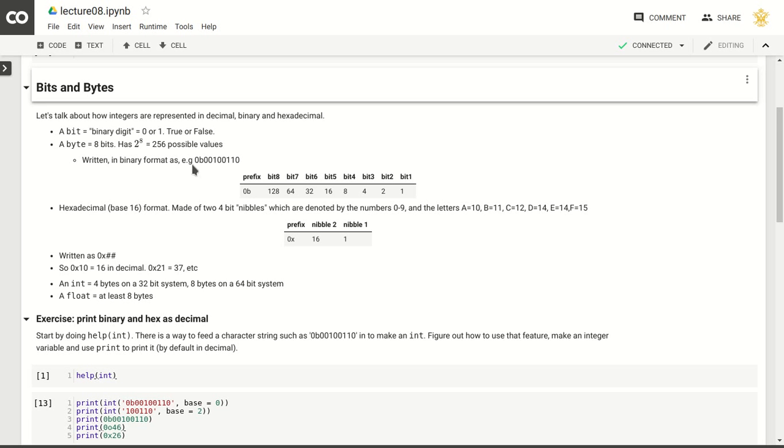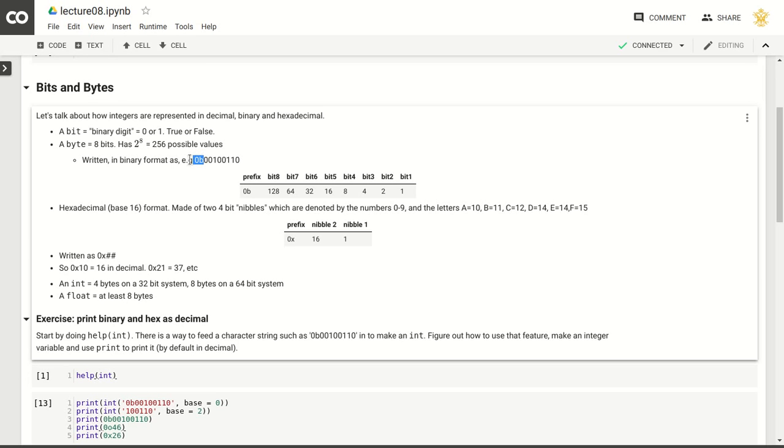We can write this in binary form, and typically we put 0b in front of it. That's the prefix to indicate that whatever follows is a binary number. So if we have 0b00100110, that's a byte. There are eight bits here. If we have that byte, we can assign a value to it. Our least significant bit is 0, which corresponds to this bit 1. So there's 0 times 1. Then we have 1 times 2 plus 1 times 4, 0 times 8, 0 times 16, 1 times 32, and 0 times 64, and 0 times 128.